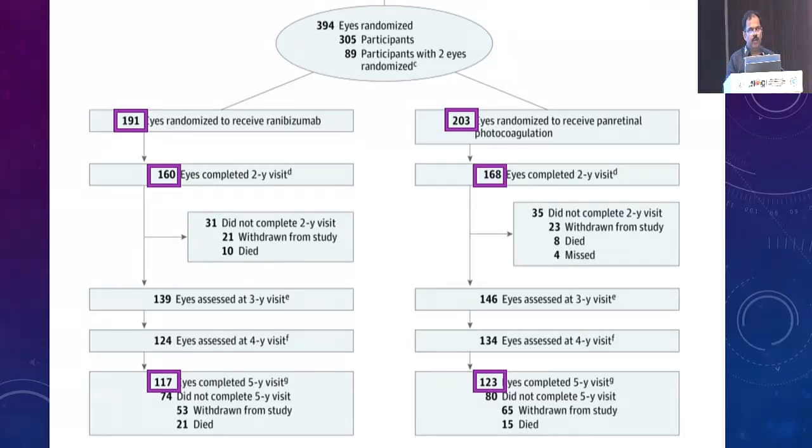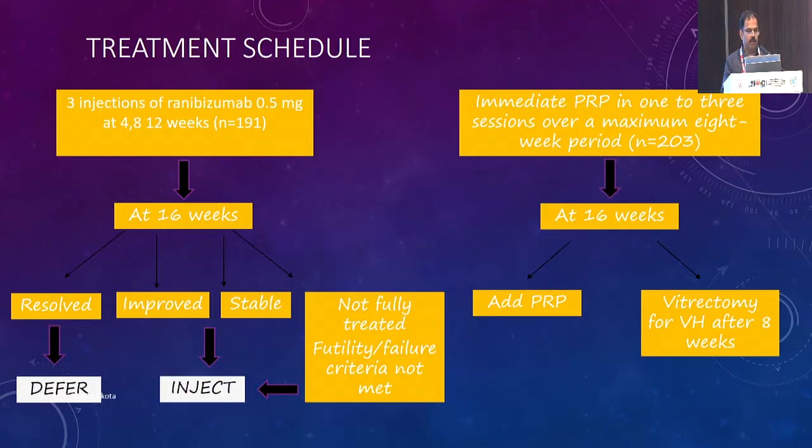So out of nearly 400 patients, about 200 were randomized, the 2-year visit was about 168, and the 5-year visit was about 117 and 123. So about 60% of patients completed the 5-year results.